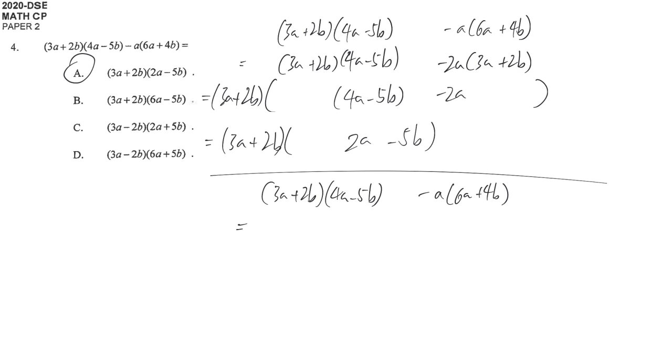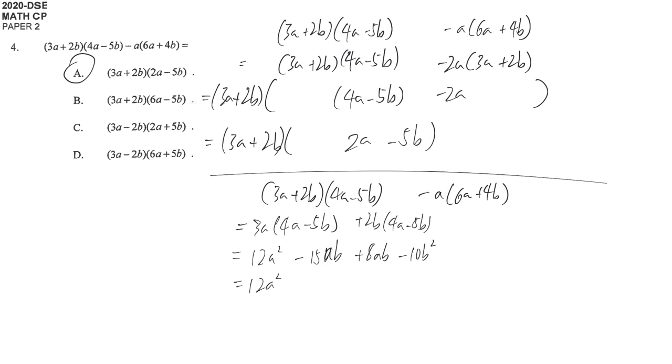If we expand it, we have 3a times the second bracket. We have positive 2b times the second bracket. We finish this half first. We expand it and then simplify it. We still have the second term, so we have negative 6a squared. We have negative a times 4b, negative 4ab.